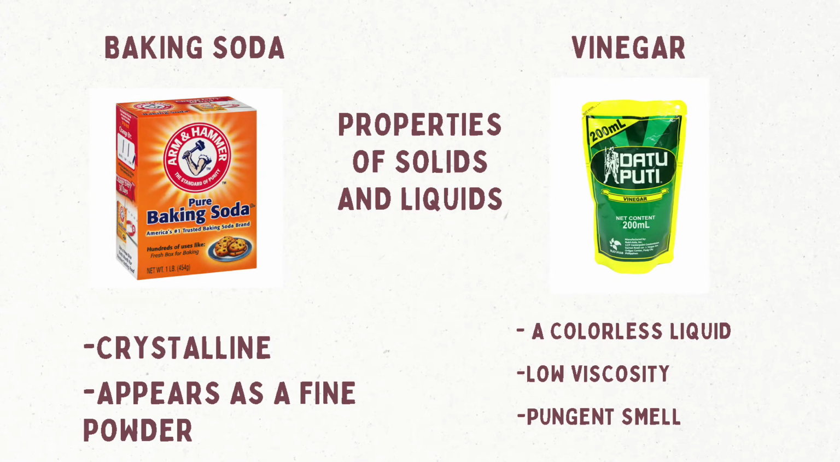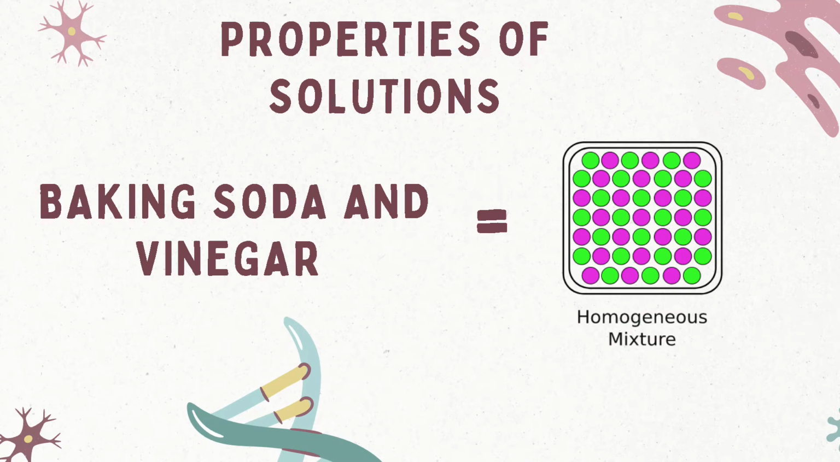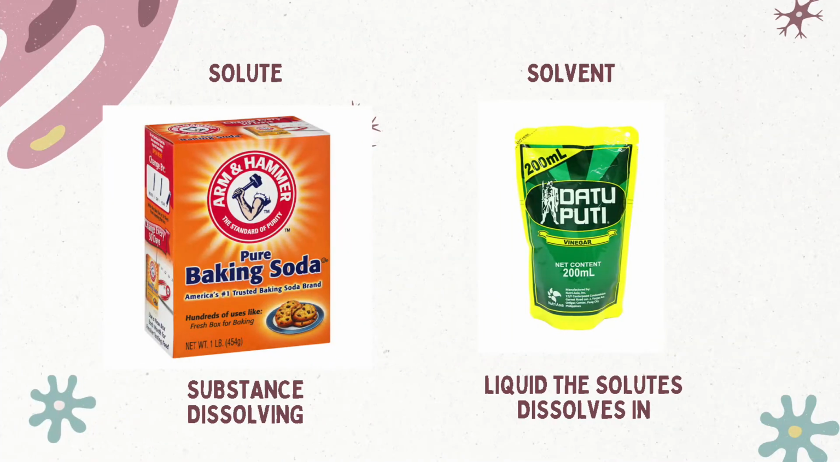Properties of solid and liquid. Sodium bicarbonate is a white crystalline solid that appears as a fine powder. Vinegar is a liquid substance. Acetic acid is a colorless liquid with a sour taste, low viscosity, and strong pungent smell. Properties of solution. The baking soda and vinegar mixture is homogeneous. Vinegar will be the solvent because it is the substance that the solute will be dissolving in. Of course, the solute is baking soda, the substance that will be put inside the larger substance.